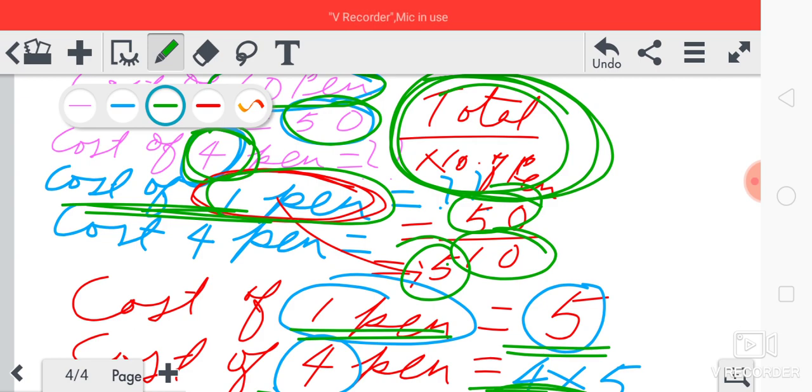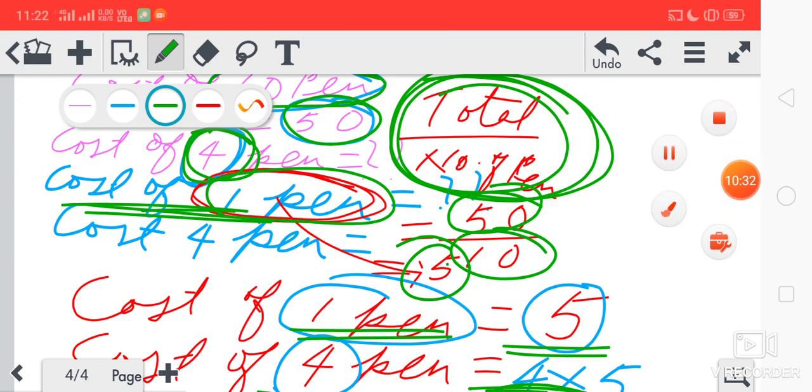Got it? So I hope this is clear to you. Now exercise related to this concept we'll do tomorrow.